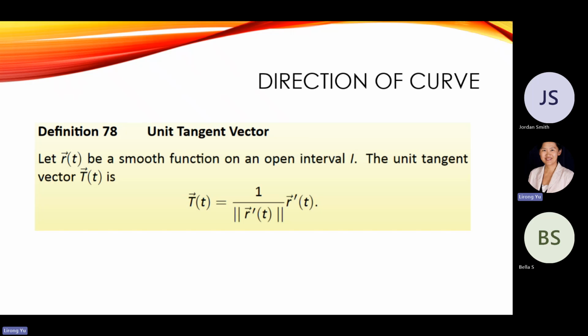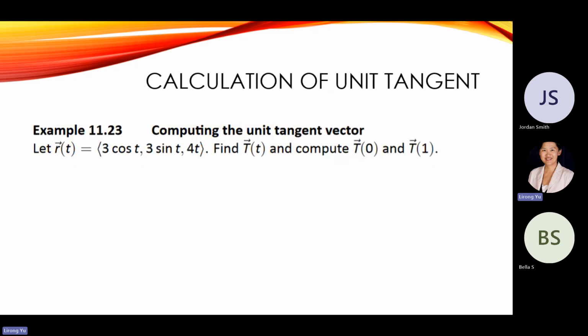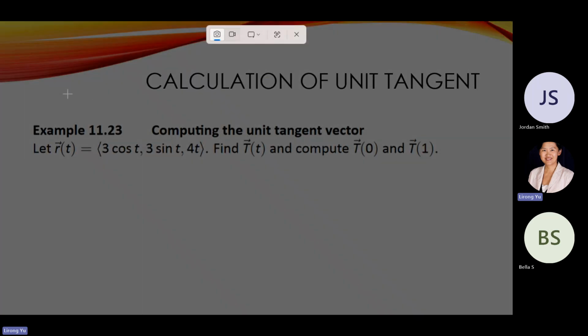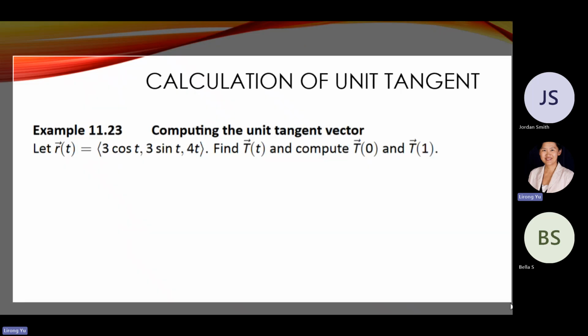It has the benefit of showing the actual direction of where the curve is going, but it also has the burden that we're dividing r prime by the magnitude of r prime. Whenever we have a division, it adds complexity to the function representation itself. That means the form we are looking at would be a little bit complicated. So here's a little exercise on the calculation of the unit tangent vectors.